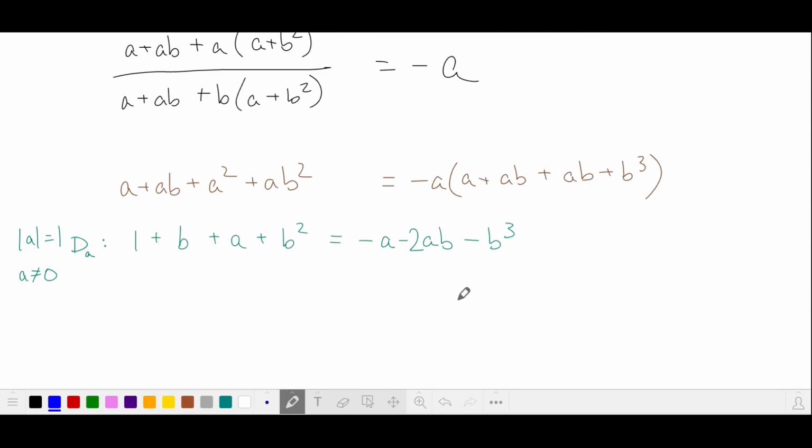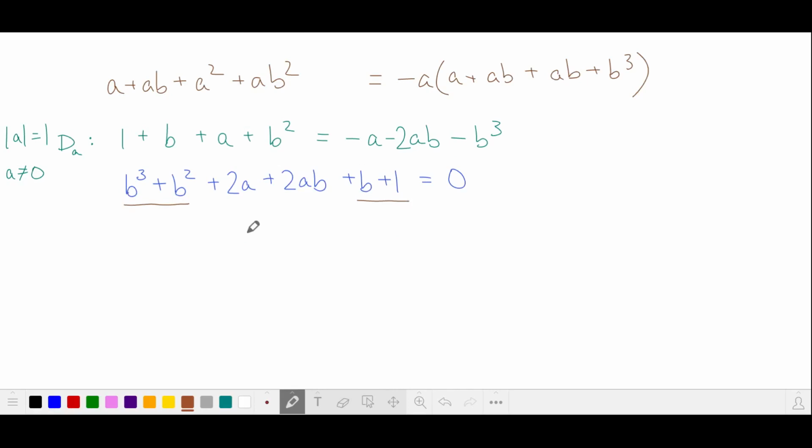We're trying to find the magnitude of b. Let's put all the b terms on one side. I notice that we have a common factor here. If I factor out b squared from these first two terms, I get b plus 1. And factoring out 2a from these two terms also gives me b plus 1. So I'll factor b plus 1 from all three of these terms.